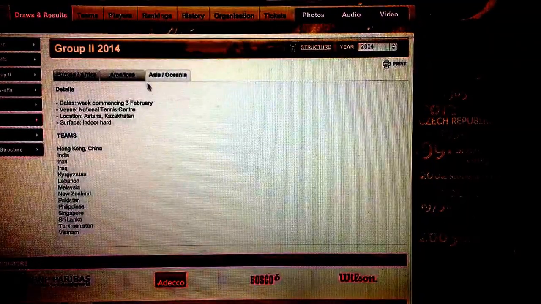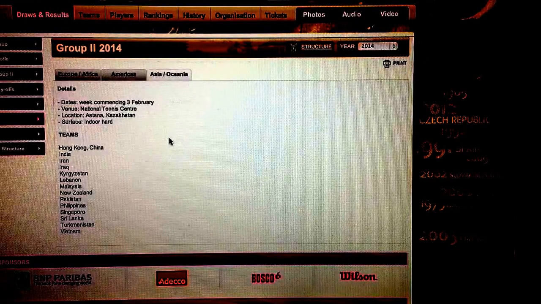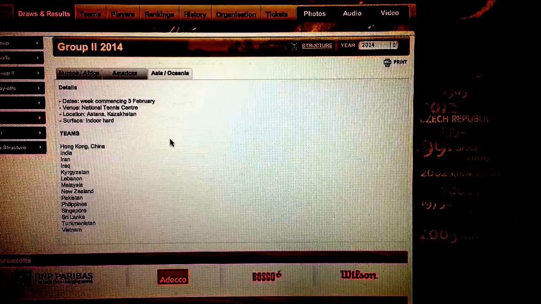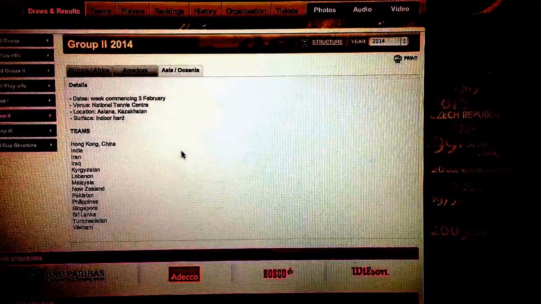And then let's just finish out Group 2, Asia, Oceania. They do know where they're going to be next year. They are going to be in the National Tennis Center in Kazakhstan, a nice tennis center there, indoor hard court. The men have played on clay indoors too there. They can get some quick air even in February. It could be very interesting.